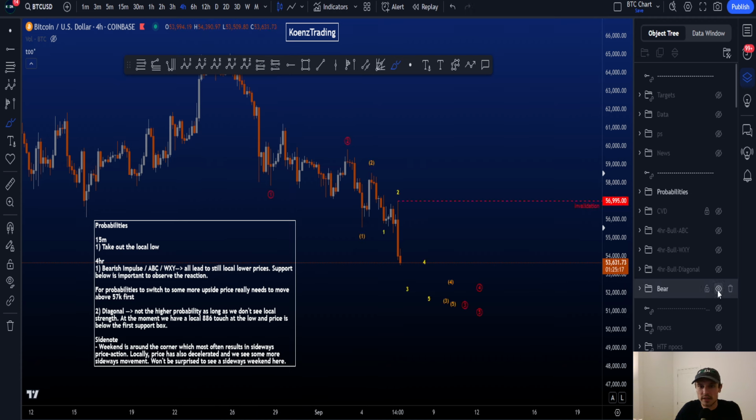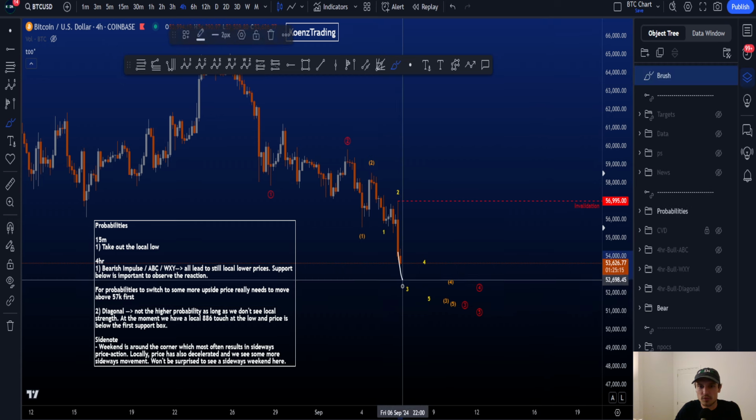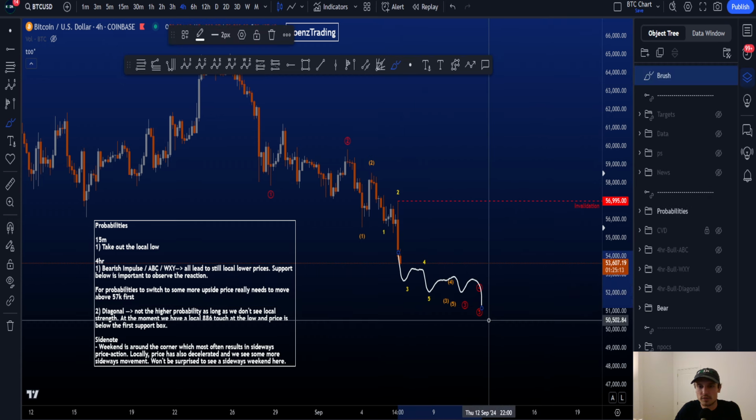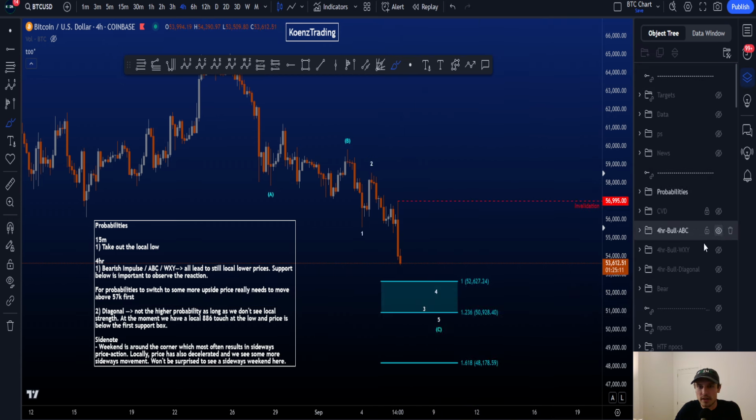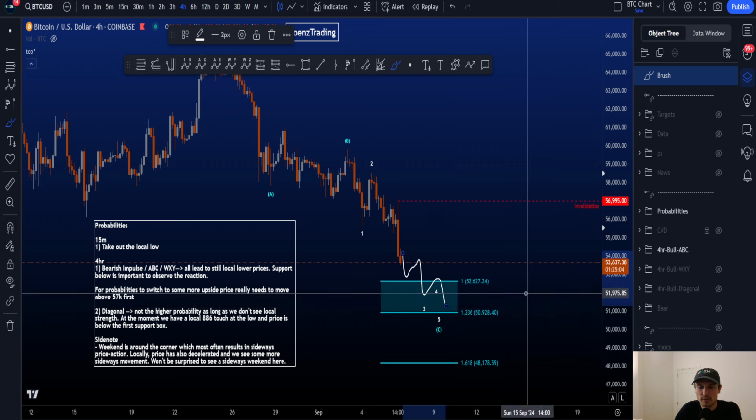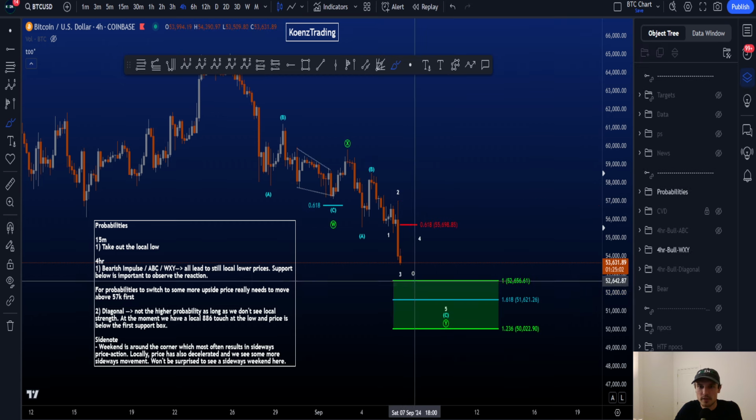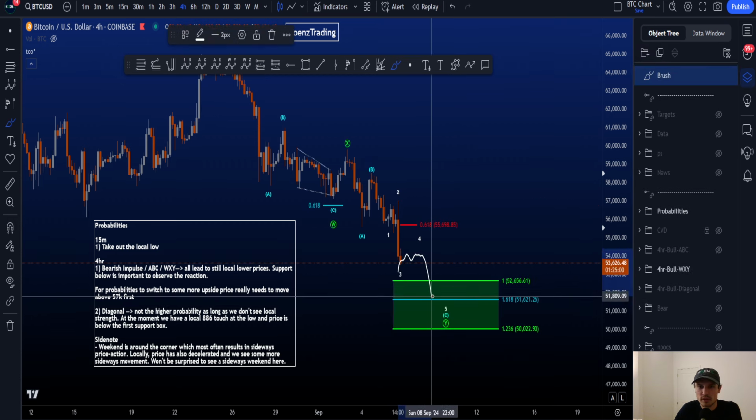So just to show again, bearish impulse, right? We look for 3, 4, 5, 4, 5, 4, 5. So 3 more pushes to the downside. In the ABC here, we are looking for 3, 4, 5, 4, 5. So 2 more pushes down. And in a WXY, you also still look for a range and 1 more push down.